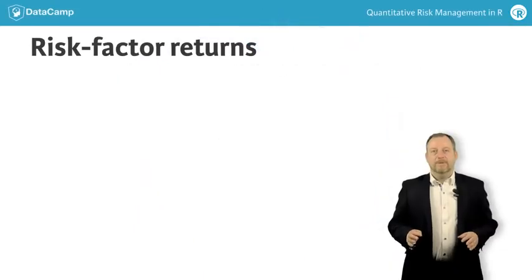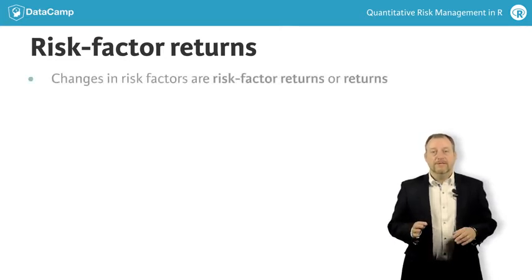In QRM, the aim is to model the fluctuations in key risk factors which affect the value of a portfolio. These fluctuations are called the risk factor changes, or risk factor returns, or simply returns. However, there are a few different ways of defining returns.